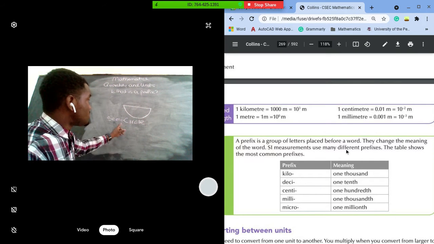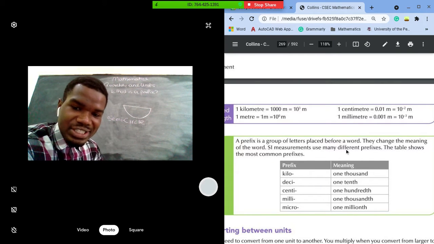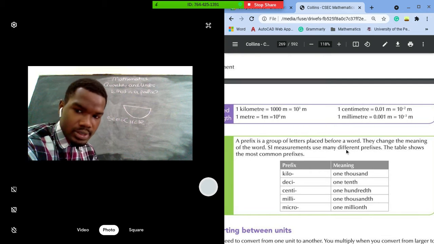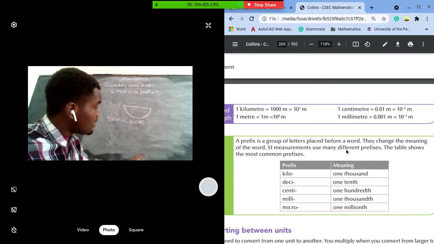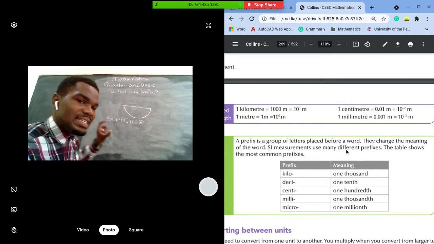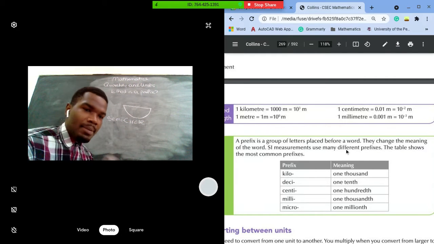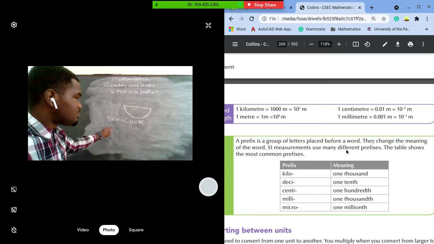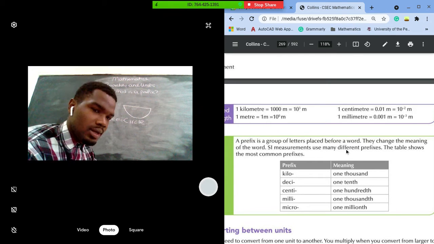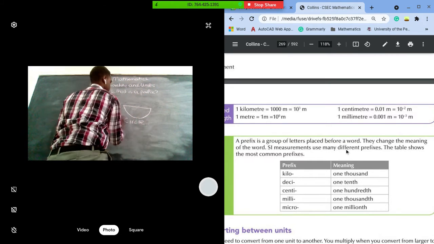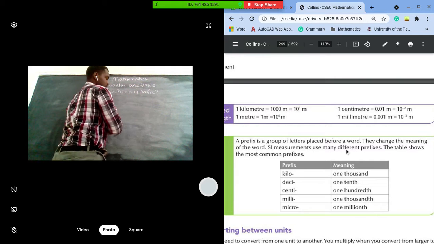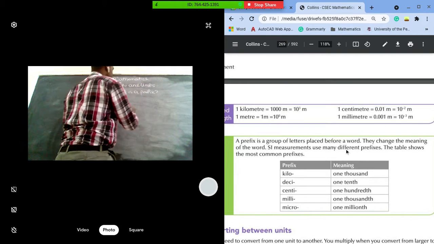Yes, sir. So that's why we say prefixes change the definition of words. If you have a word and you put a prefix before it, it's a different definition. Okay? Now think about units. When I put a prefix in front of meter, let's try meter now. Let's say this is a meter.